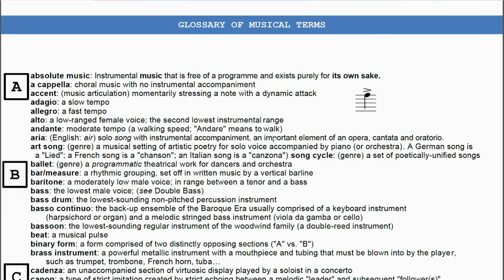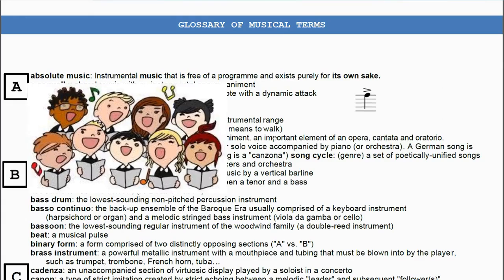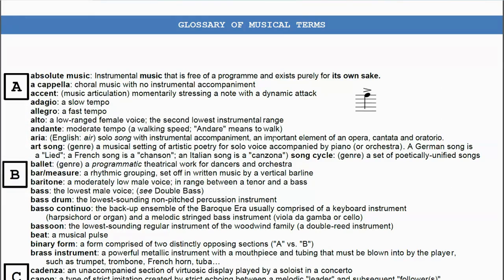A cappella. Choral music with no instrumental accompaniment. Choral means a choir music, means voices are singing, so it's a singing music.